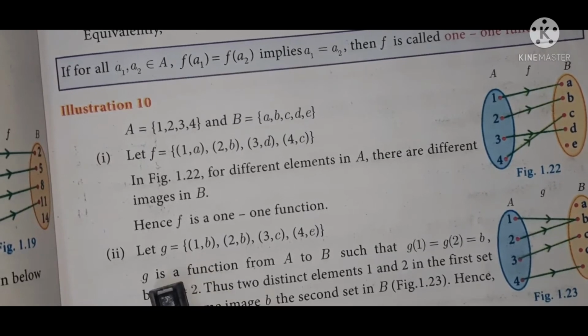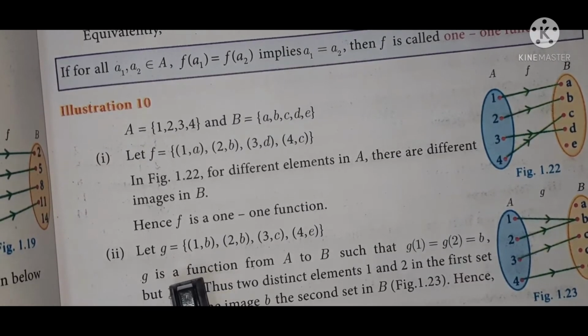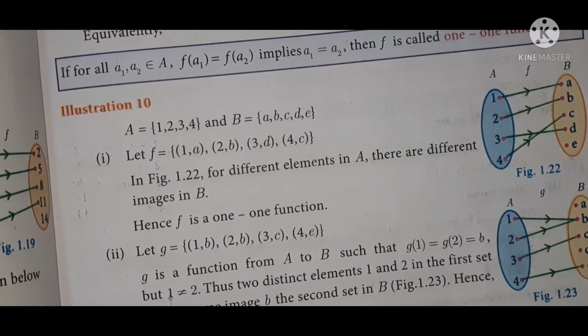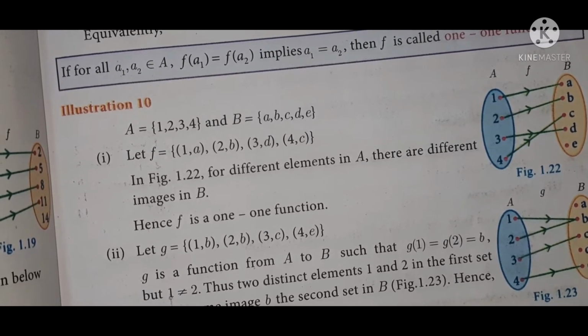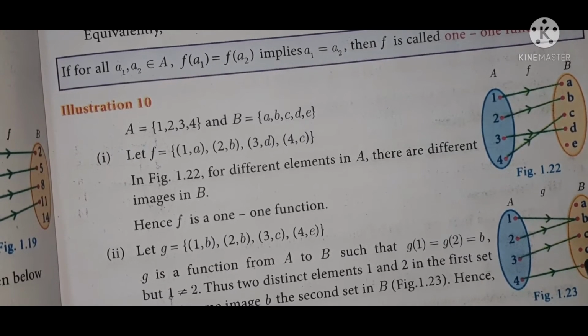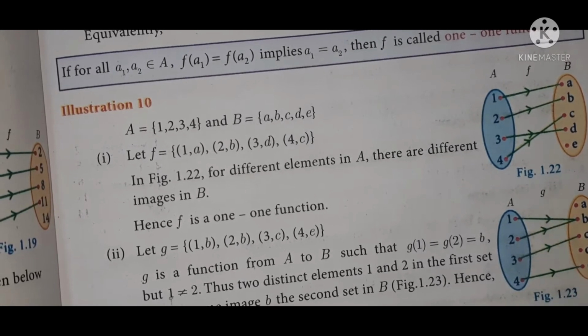Here, second example. g is a function: (1,b), (2,b), (3,c), (4,e). Here, see the arrow diagram. All the elements in A have an image in B. But in set B, b has two pre-images. So it is not a one-one function, but it is a function.